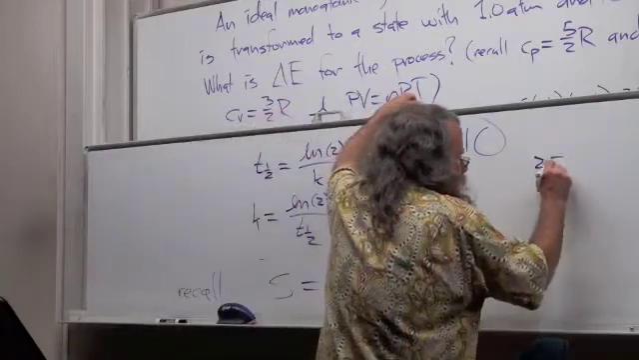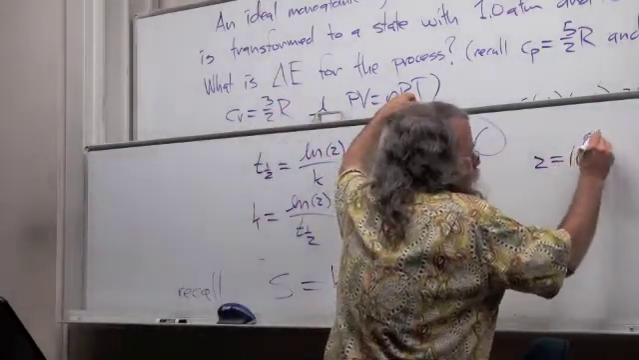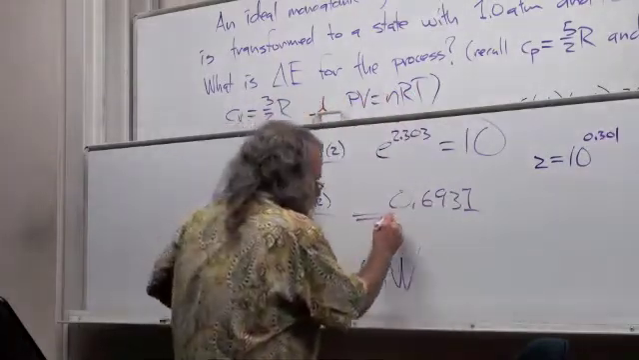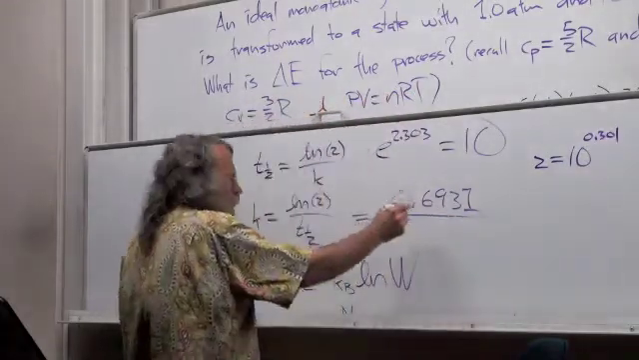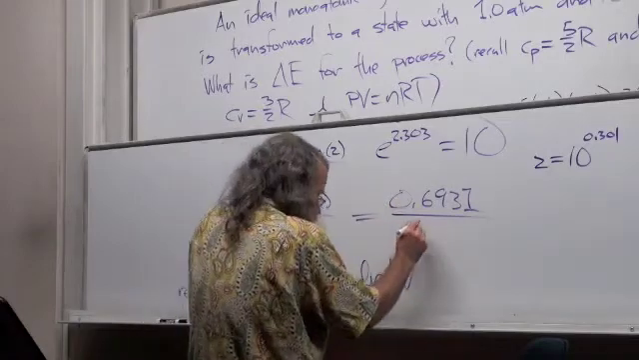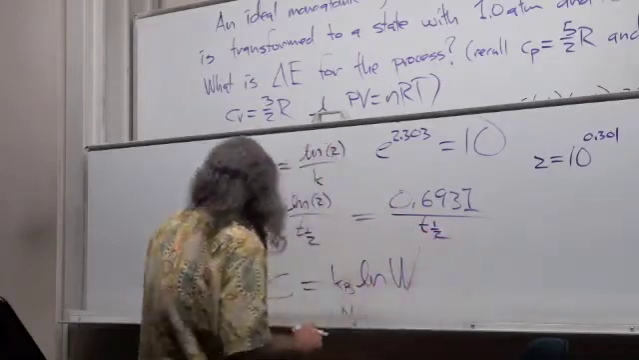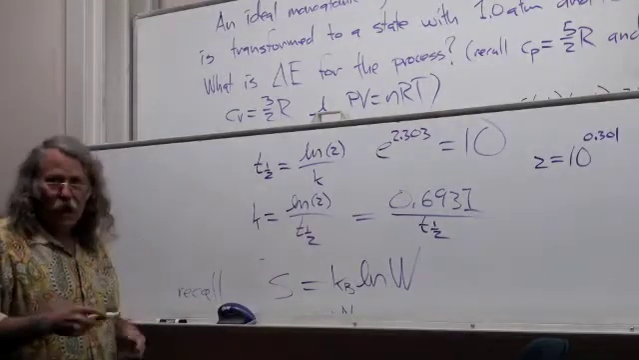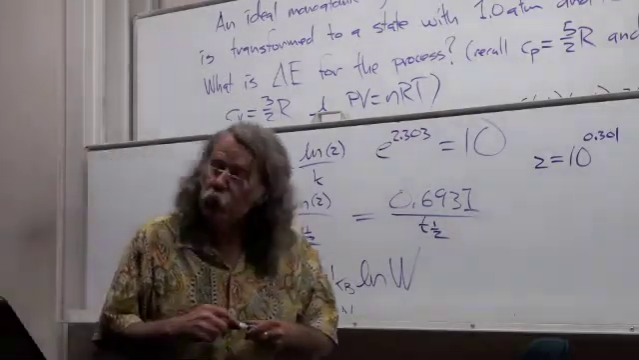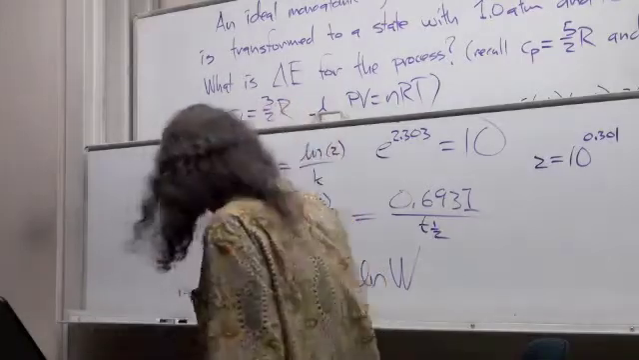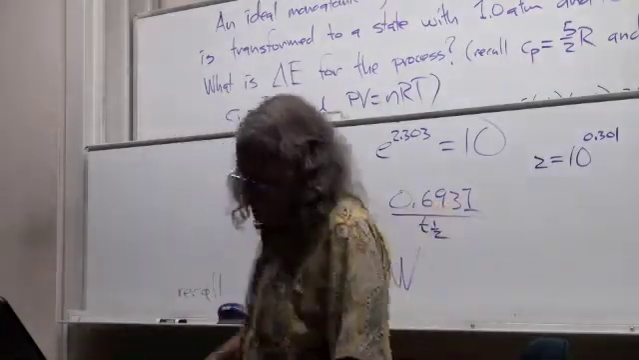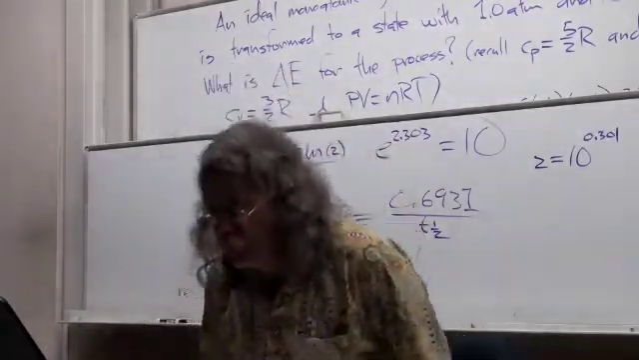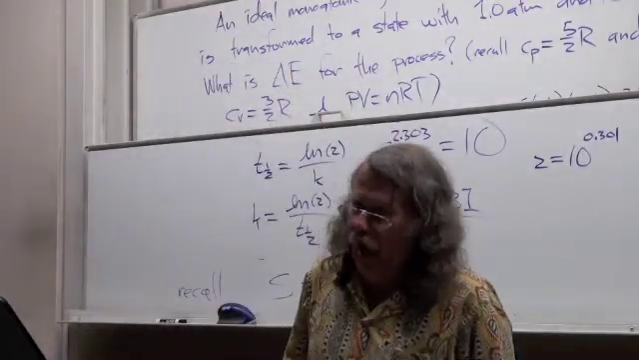And 2 equals 10 to the 0.301. So we can easily find that the natural log of 2 is equal to 0.6931 divided by T1/2. So we can find K that way. And if we did that, we would find that that answer would be true. But because I have the typo and I permuted these two, it's false. So we're covered either way. Whatever you see on the test, go with that.